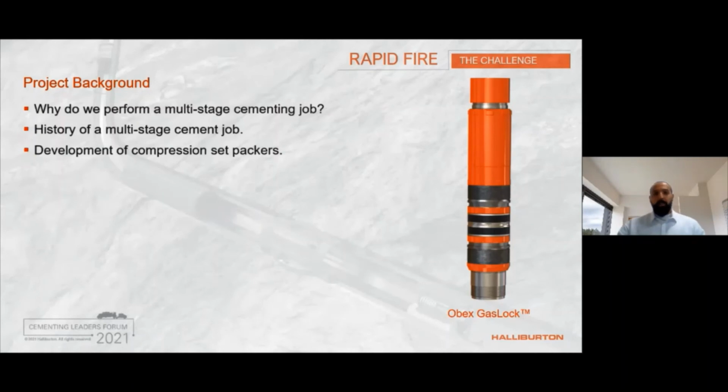Historically, operators used inflatable packers to hold the second stage cement slurry, and they've been used successfully. But in some cases, the operator observed sustained casing pressure after performing the 2-stage cement job, which required the operator to perform remedial work. So Halliburton listened to the customer challenges and developed a new generation of compression set packers known as the OBX Gazlock, which is the tool presented in this slide.